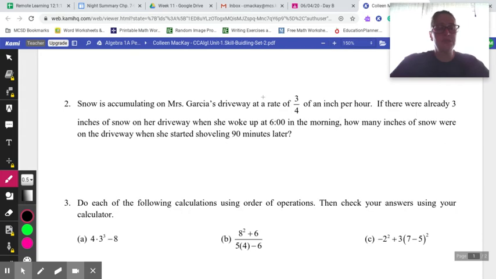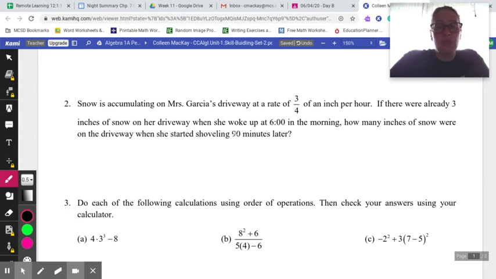Okay, let's look at number 2. Snow is accumulating on Mrs. Garcia's driveway at a rate of 3/4 of an inch per hour. If there were already 3 inches of snow on her driveway when she woke up at 6 o'clock in the morning, how many inches of snow were on the driveway when she started shoveling 90 minutes later?